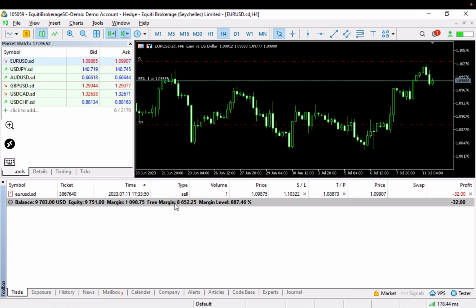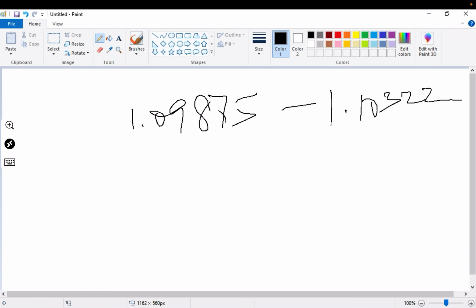Type of the position is sell position. It's also called short position. So I'll be making profit if this market will be going down. Volume 1, this is also called lot size, and 1 is equal to 100,000.